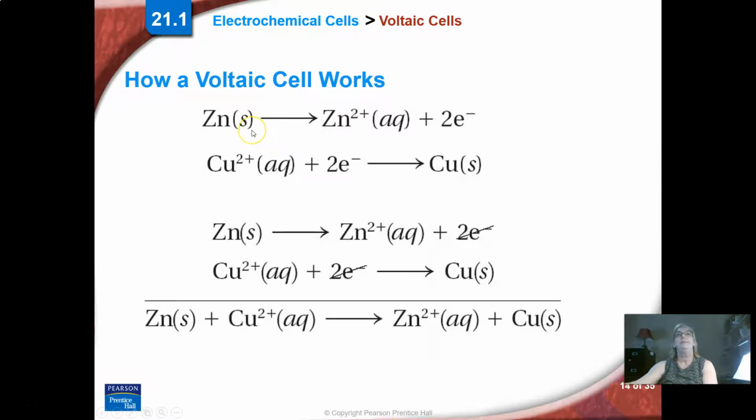We have the zinc changing, giving up electrons, and then the copper is accepting the electrons. So this is the half cell. This is called another half cell reaction. And then you can put these together and not show the electrons, and this is what's happening. So this is really showing exactly what's happening with electrons up top here. And this is the overall redox reaction.